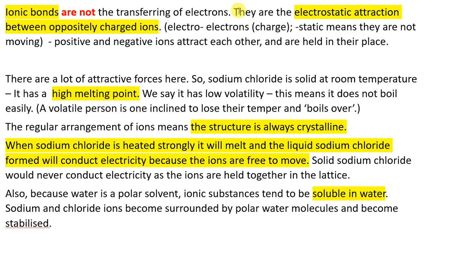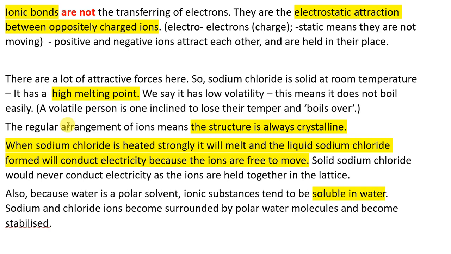Now, ionic bonds are not the transferring of electrons. We've seen this already. They're the electrostatic attraction between oppositely charged ions. The electro part of electrostatic refers to electrons. They were the particles that were being exchanged. Static means that what gets made, that's the ions, they're not moving. My positive and negative ions attract each other and they're held in their place.